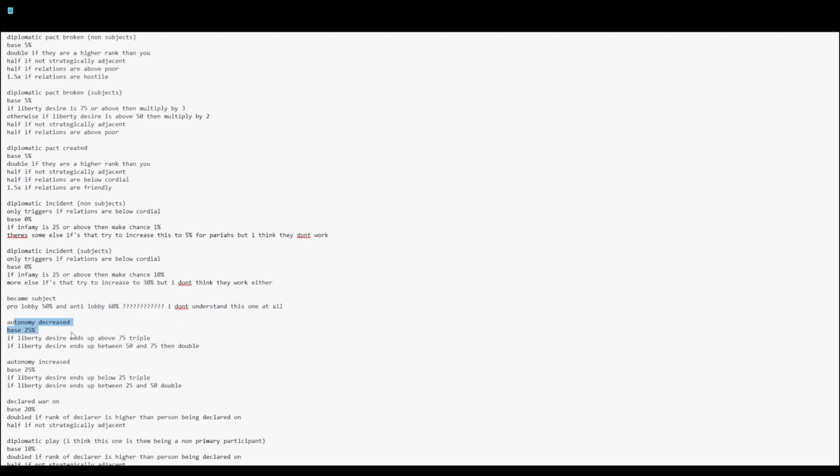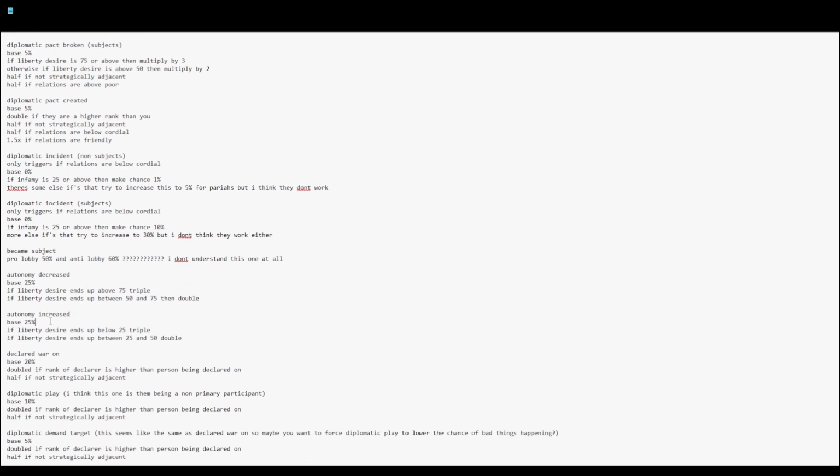You got the autonomy decreased, which has a base of 25% chance. I don't think this one is correct, by the way. Autonomy decreased, which has a base of a 25% chance of doing an anti-lobby, apparently. If liberty desire ends up above 75, triple it. If liberty desire ends up between 50 and 75, then double it.